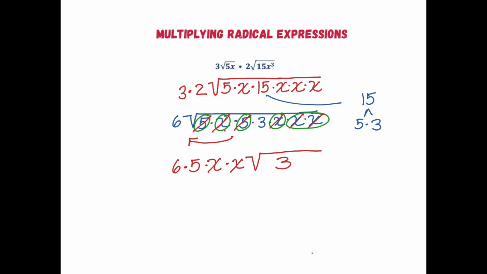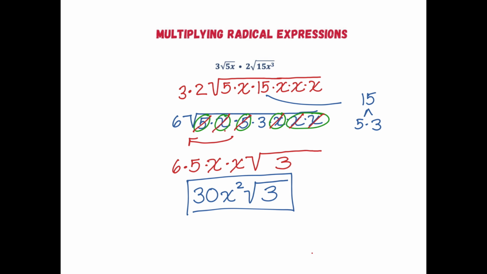So from here, we are going to multiply all those terms on the outside together. So 6 times 5 is 30. So this would be 30x squared times the square root of 3. And that's our final answer, because we've found the prime factorization of everything we possibly can, and that has allowed us to simplify what is left. All right, let's keep going.